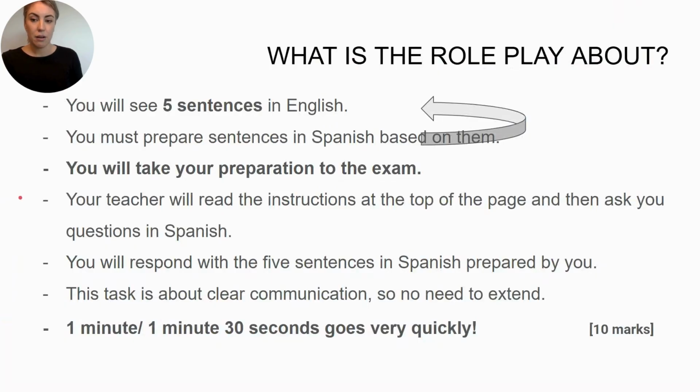You will take your preparation to the exam, so you have time to prepare this before the actual speaking exam happens. Your teacher will read the instructions and then ask you questions in Spanish, and then you will respond with the 5 sentences in Spanish prepared by you. The task is about clear communication, so no need to extend or show off your Spanish, and you've got up to 1 minute and 30 seconds to do this task, so it does go very quickly. Shall we work on an example?